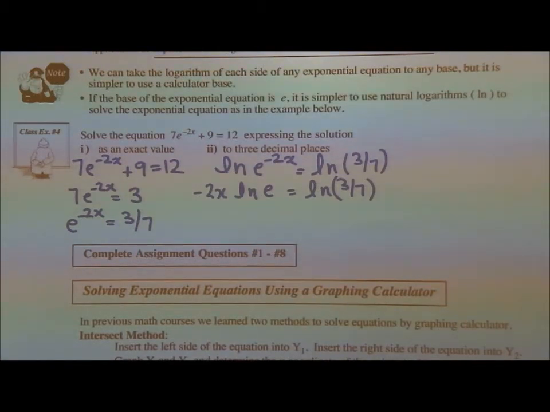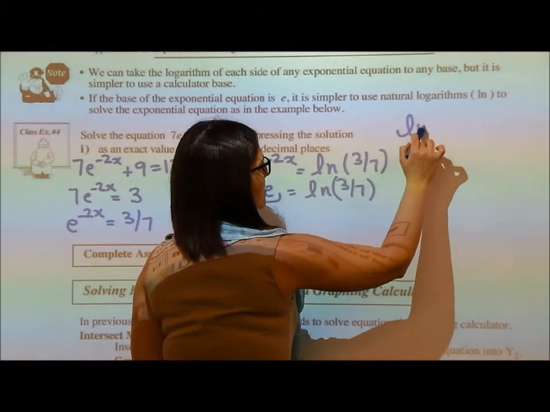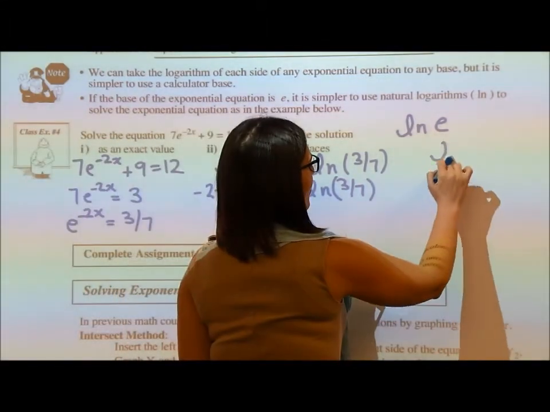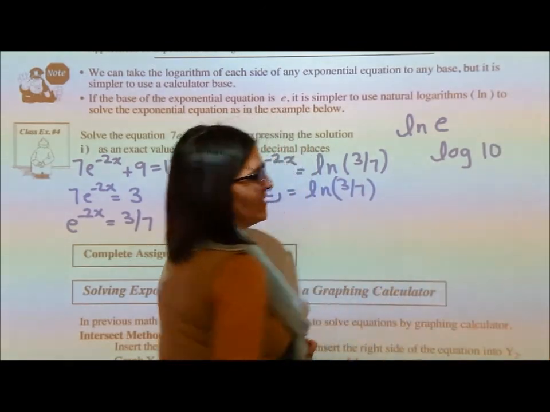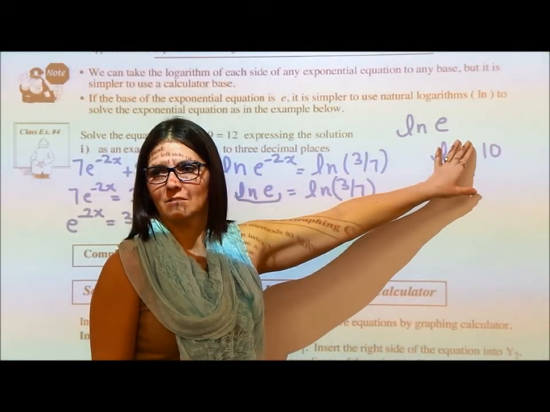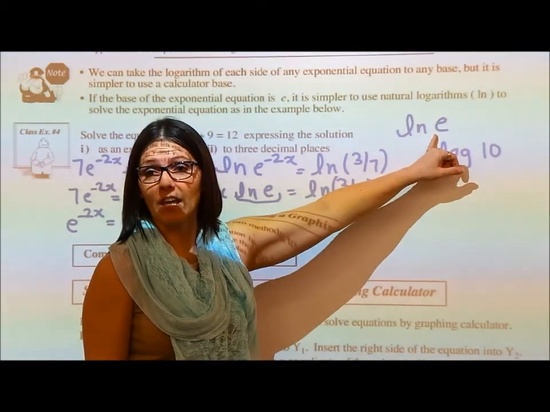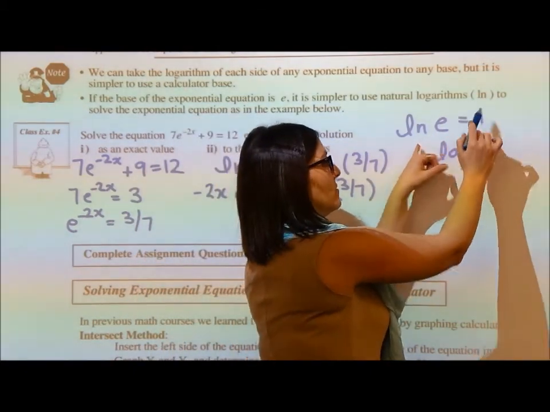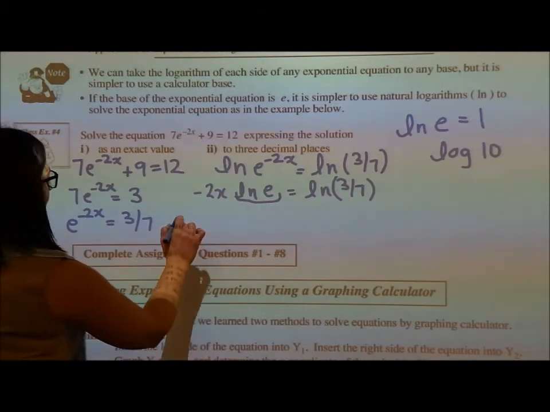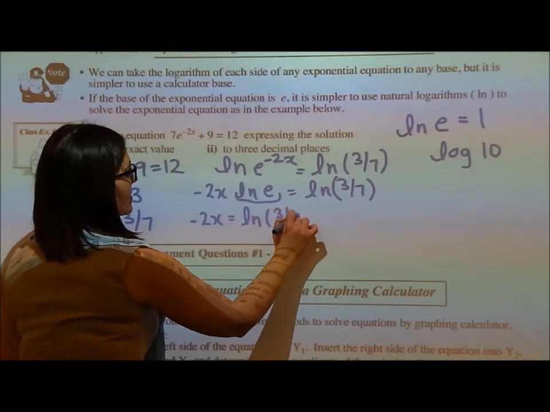The only thing that changes is this right here. The natural log of e is like taking the log of 10. What's the log of 10? 1. And the natural log of e is also equal to 1. And you can check that on your calculator. So now I have negative 2x equals the natural log of 3/7.